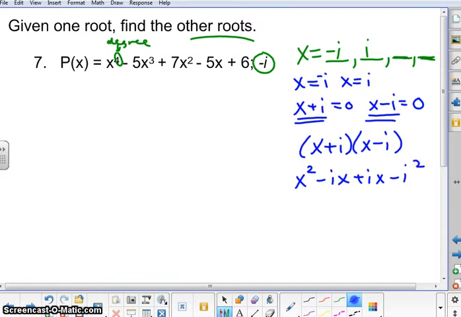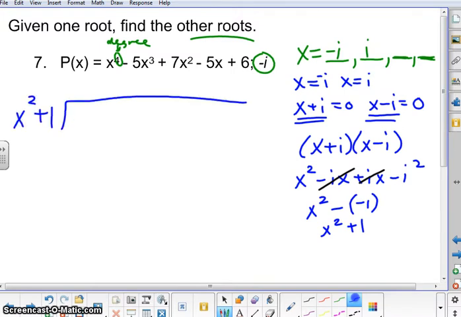And we had a lot of practice on this in lesson 11.1 with the imaginary numbers. These are going to cancel, so that's nice. And then we have x squared minus a negative 1, which we know is x squared plus 1. All right, so we did all of that so we could figure out what the other roots are. So we have x squared plus 1, and anytime you have x squared plus 1, we're going to have to use long division. So x to the 4th minus 5x cubed plus 7x squared minus 5x we're going to put inside of the division sign.